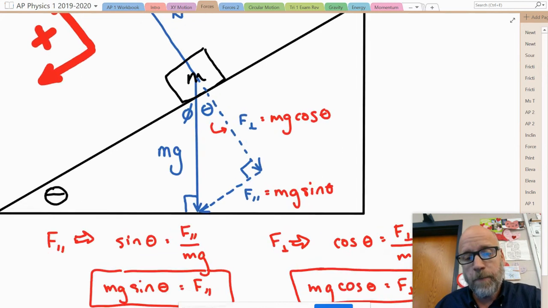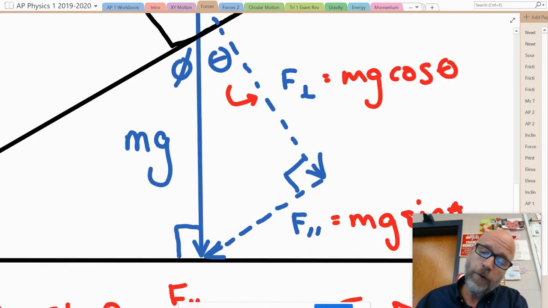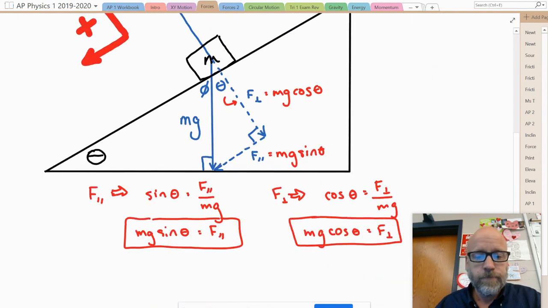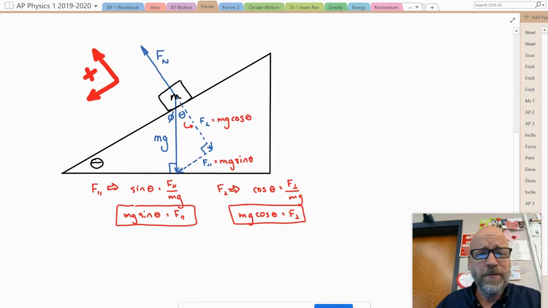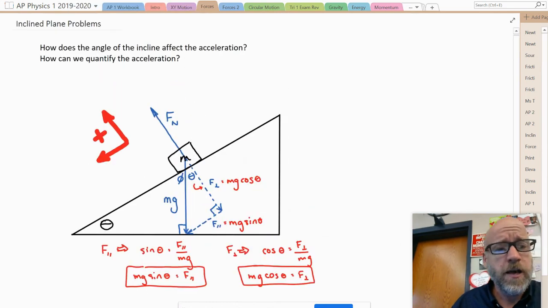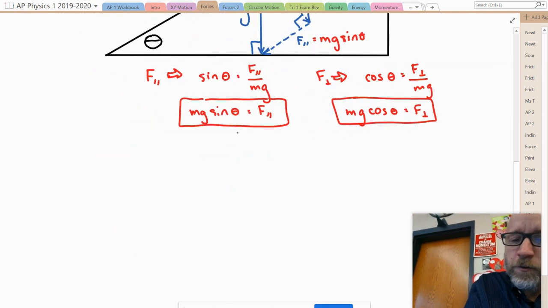Now, I draw them very carefully as dashed lines to indicate that they are components and not the vectors themselves. I'm also really careful that my x and y, or my perpendicular and parallel vectors, are 90 degrees to each other. So what the heck does this have to do with what we're doing? Oh yeah, if I want to find the acceleration, because the question is, how can we quantify the acceleration? You knew this was coming. The sum of the forces is going to cause the mass to accelerate.